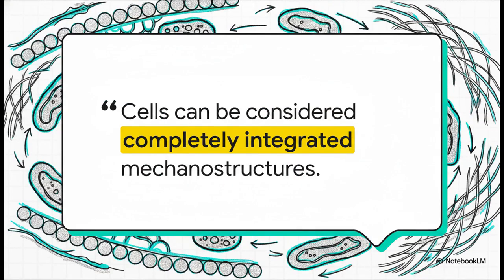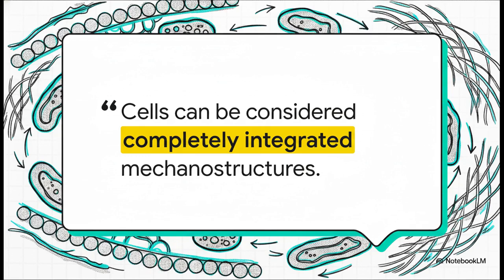Which brings us to a really fantastic quote from Garth L. Nicholson in his 2013 update of the model. He stated that, quote, cells can be considered completely integrated mechanostructures. What he means is, instead of just floating around randomly, proteins and lipids are highly organized into specialized domains and functional rafts. They're structurally integrated right into the cell's internal scaffolding and the external matrix.